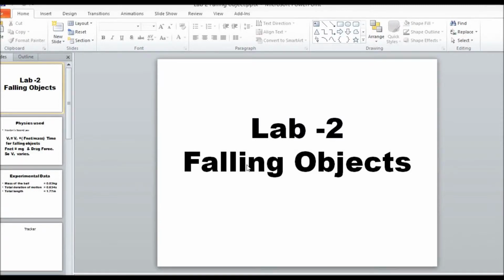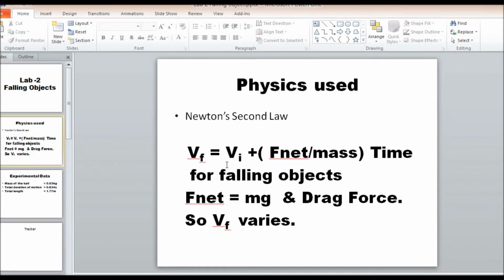Hi, this is my second lab report for my course and it's done on the following object. The physics that I used here is Newton's second law, which states that the final velocity is equal to the initial velocity plus the net force divided by mass times the time, or it can also be stated as the rate of change of momentum is directly proportional to the applied force.